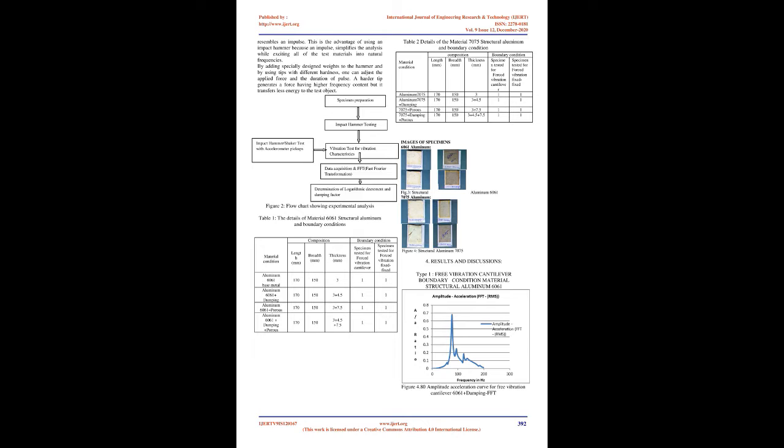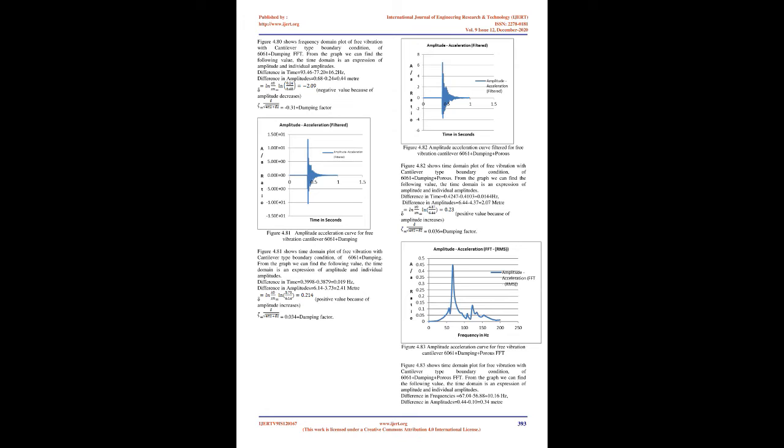Figure 4.81 shows the time domain plot of free vibration with cantilever type boundary condition, of 6061 plus damping. From the graph we can find the following values. The time domain is an expression of amplitude and individual amplitudes. Difference in time equals 0.3998 - 0.3879 equals 0.019 Hz.